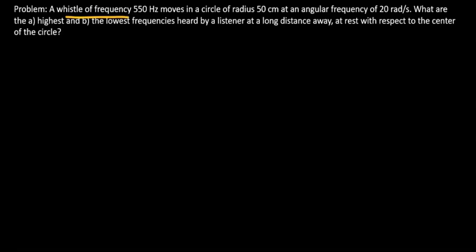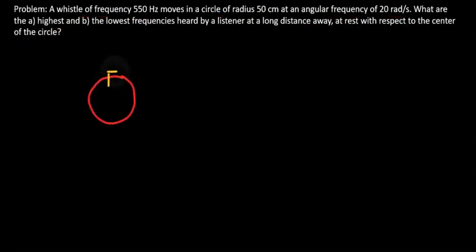A whistle of frequency 550 Hz moves in a circle of radius 50 cm at an angular frequency of 20 radians per second. What are the highest and lowest frequencies heard by a listener at a long distance away, at rest with respect to the center of the circle?